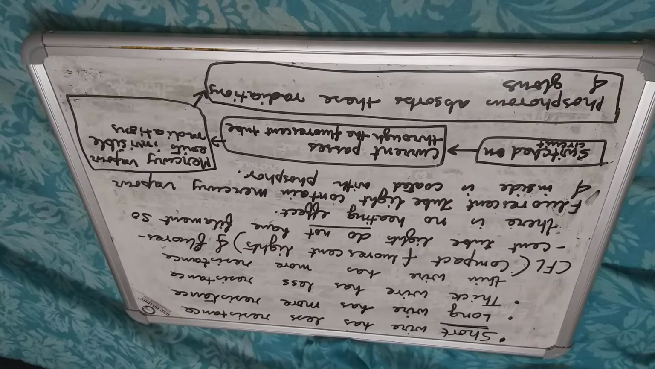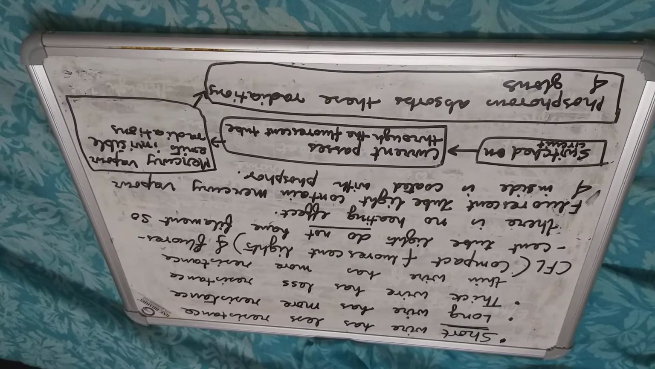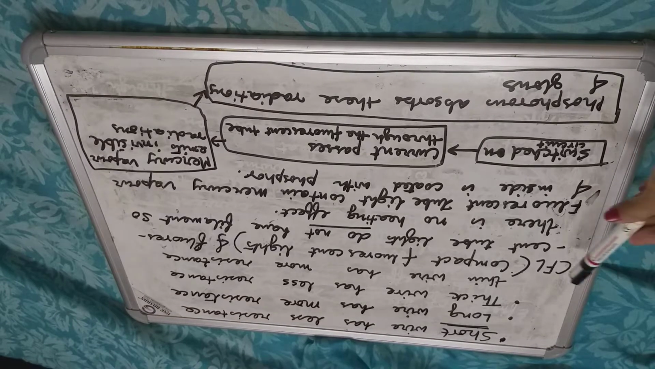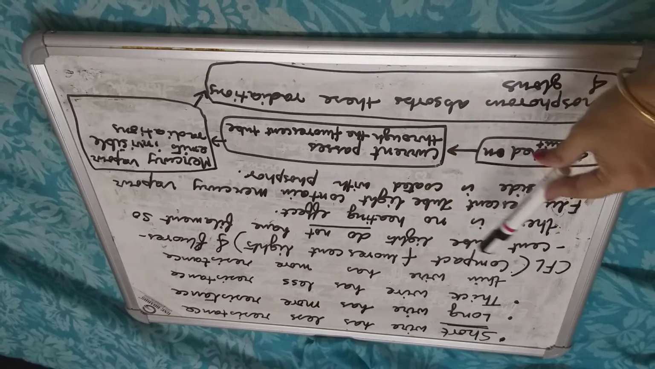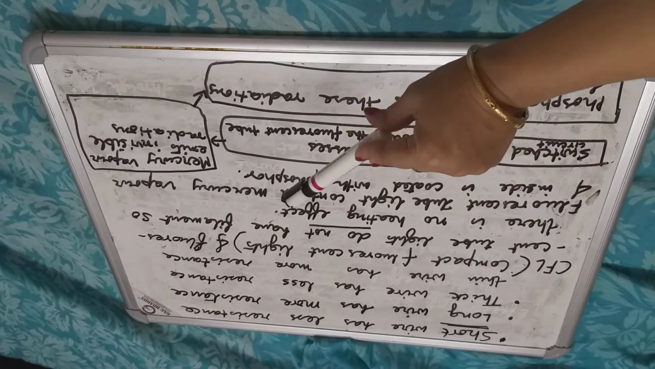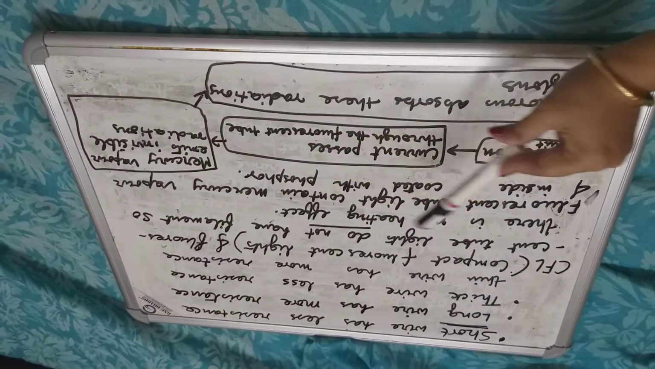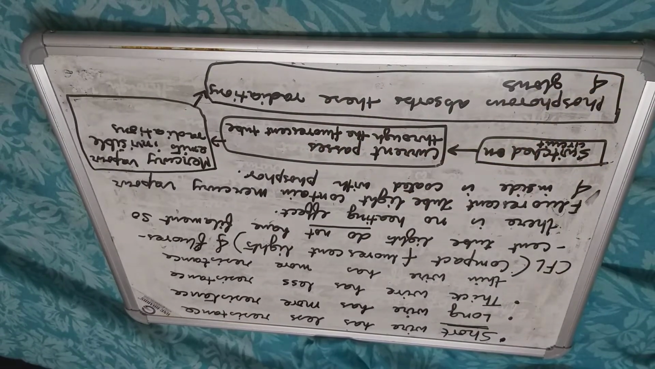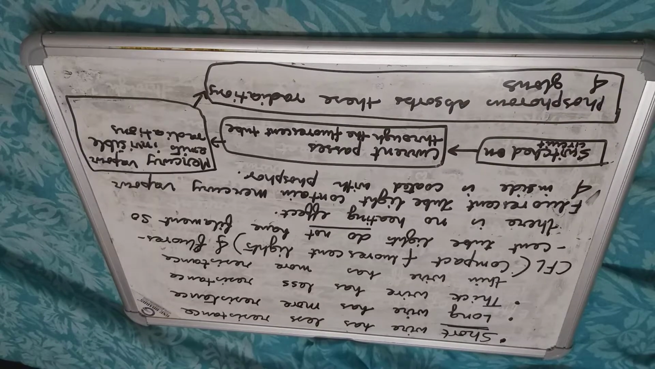So here you can see how the CFL is working. CFL means compact fluorescent lights, and there are fluorescent tube lights. CFL and fluorescent tube lights do not have any filament, so there is no heating effect. So how do they work? A fluorescent tube light contains mercury vapor and the inside is coated with phosphor.